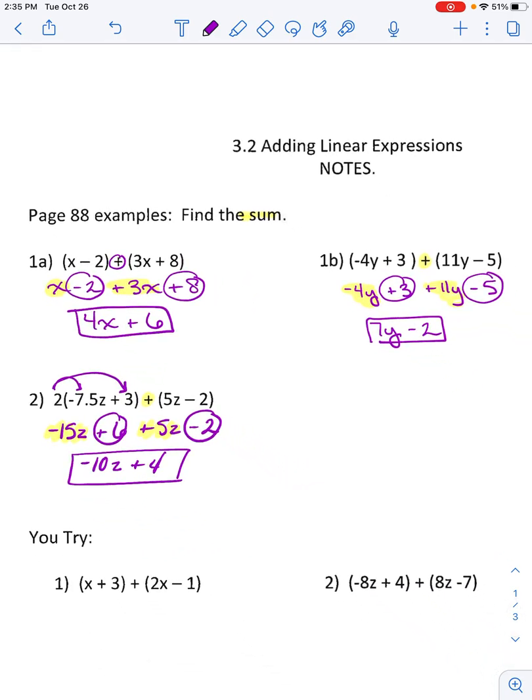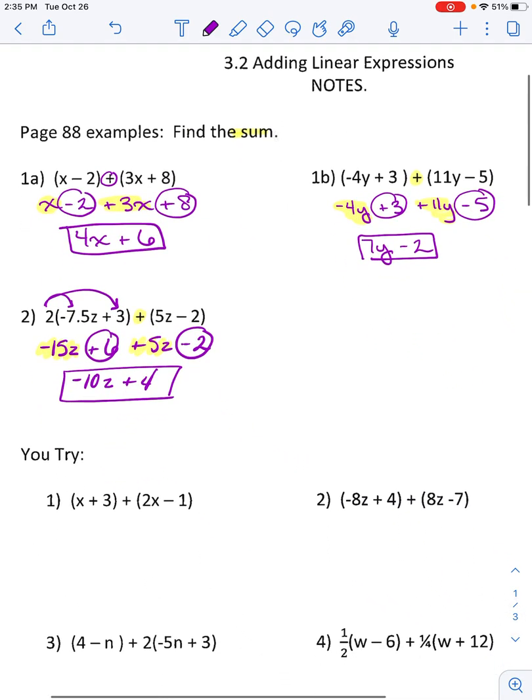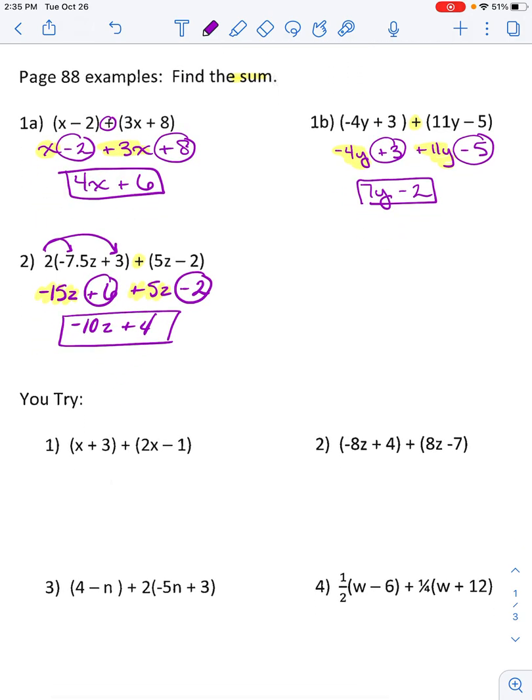I would love for you to pause the video and try the next 4 on your own to see if you are getting the hang of these, and then unpause to see if you are getting them correct.